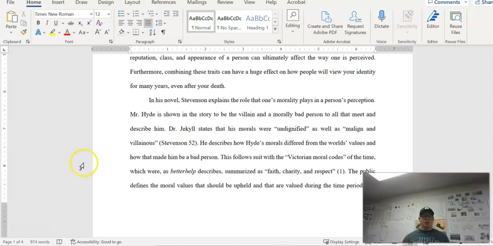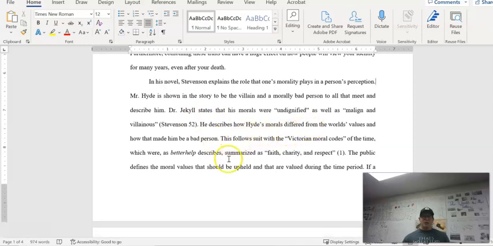All right, let's get to the quote. Dr. Jekyll states that his morals were undignified as well as malign and villainous. Okay. He describes how Hyde's morals differ from the world's values and eliminate a bad person. This follows suit with the Victorian moral codes at the time, which were as BetterHelp describes.